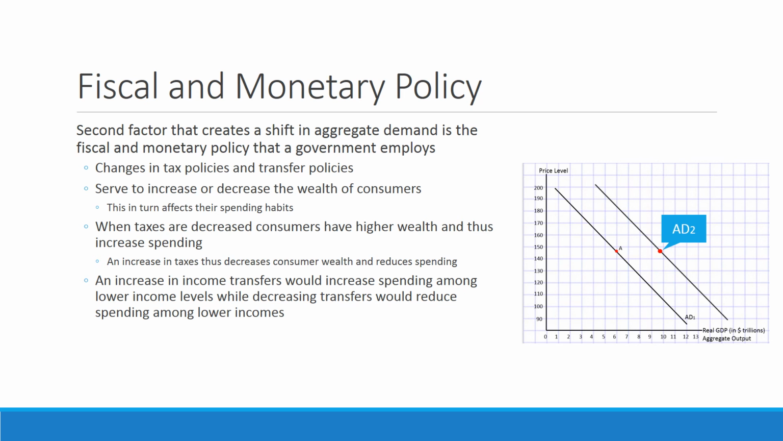So if you were asked something about it, how do taxes affect aggregate demand? Well, that's your answer. Increasing taxes decreases aggregate demand, shifts it to the left, while decreasing taxes will increase aggregate demand because of the increase in spending. And then of course with the income transfers it is the inverse. If you want to increase aggregate demand, you have to increase the income transfers. Decreasing them will decrease the spending.